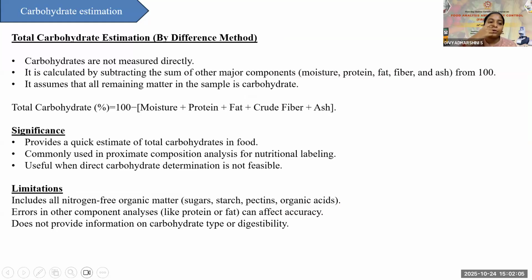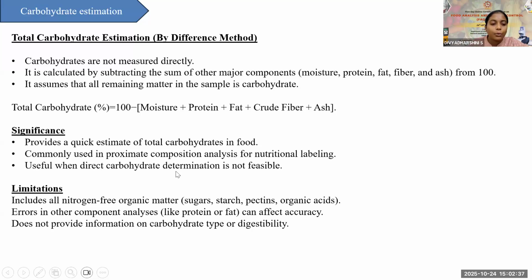Then, total carbohydrate estimation by the difference method. Because we are going for proximate analysis, this proximate analysis comes under the difference method only. So carbohydrate is not measured directly, it is a difference method. Difference in the sense, we sum all the major components, for example protein, moisture, fat, fiber, everything, and subtract them from 100. So here the equation: total carbohydrate percentage is 100 minus moisture, protein, fat, crude fiber, and ash.